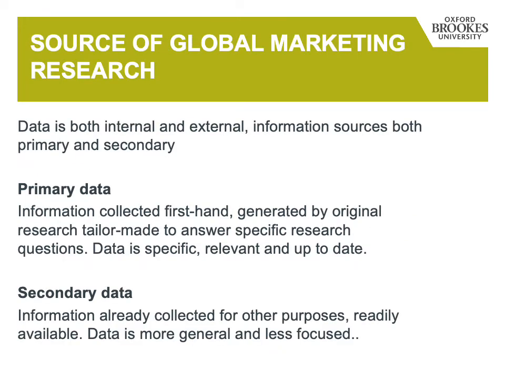Sources of global marketing research. Data is both internal and external. Information sources are both primary and secondary. Primary data: information collected first-hand, generated by original research, tailor-made to answer specific research questions. Data is specific, relevant, and up-to-date. Secondary data: information already collected for other purposes, readily available. Data is more general and less focused.